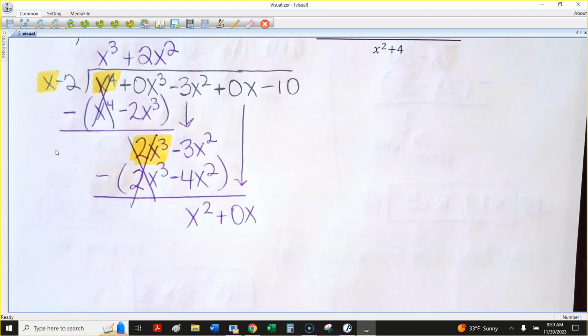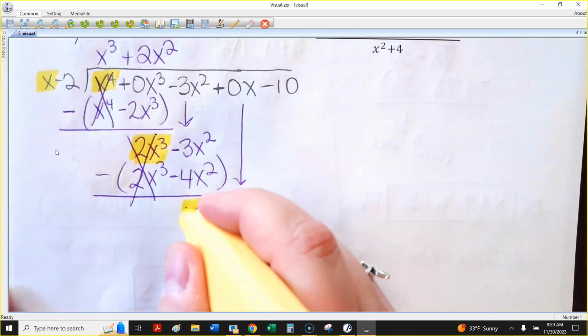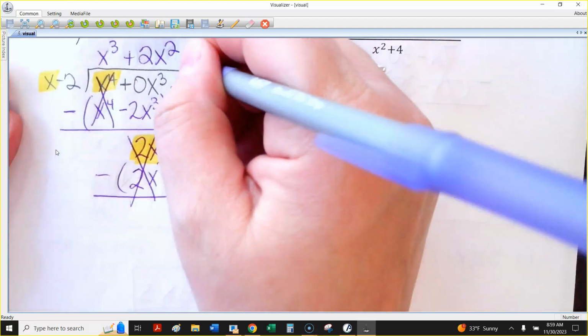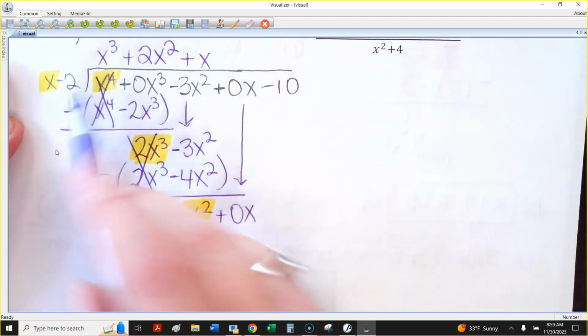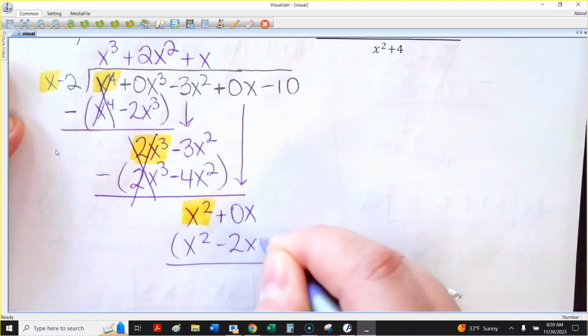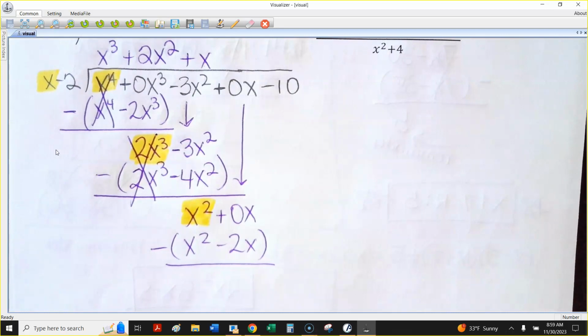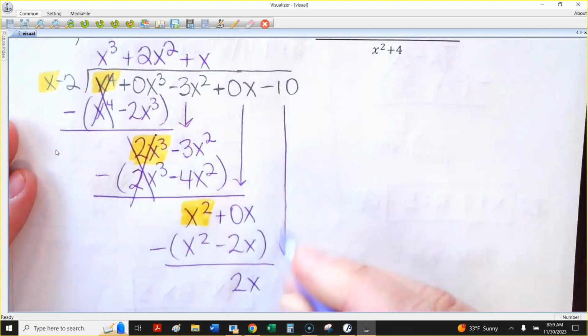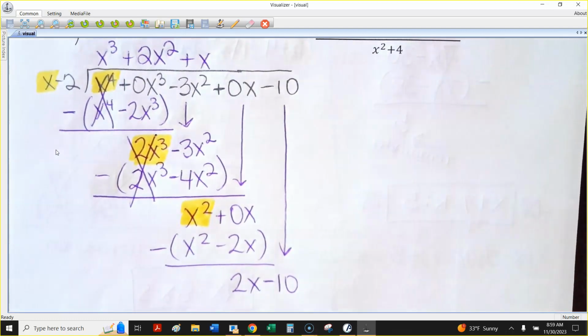What would I multiply x by to turn it into x squared? X. So just plus x next here. On the top, x times x, x squared. And x times negative 2, again, negative 2x. That 0x we put in at the beginning of the problem is literally just to help us with the place value here when we do the subtraction. So this guy, I've got 0 minus a negative 2, so it's really like 0 plus 2. So this would turn into 2x. And then I'm going to bring down this final term here, which is negative 10. And I promise this is the last step.